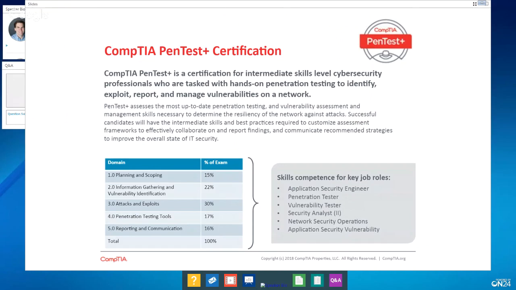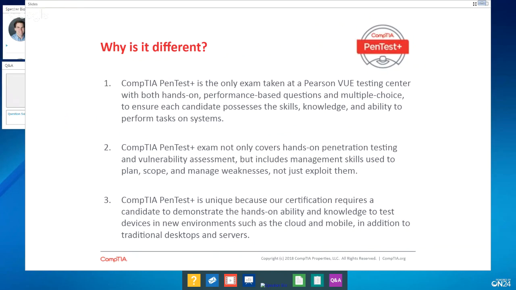Next, why is it different? There are a lot of other great exams out there. A lot of you have probably heard of, I know you've heard of, Certified Ethical Hacker. There's also the Offensive Security Certified Professional. Those are the two big ones that we hear about, and those are both great exams. So I'm going to show you how PenTest Plus is related.